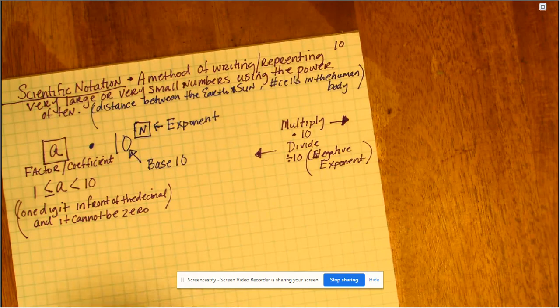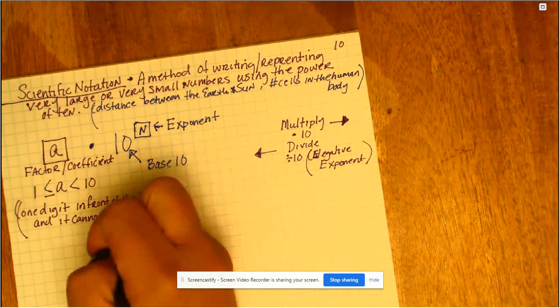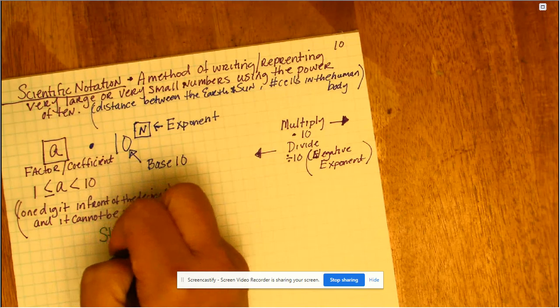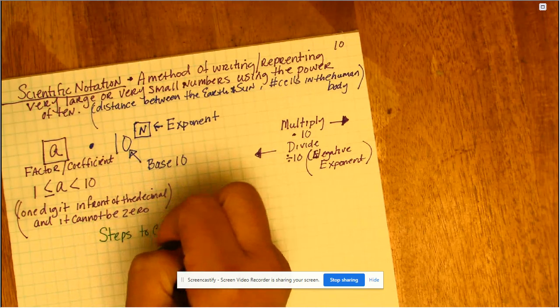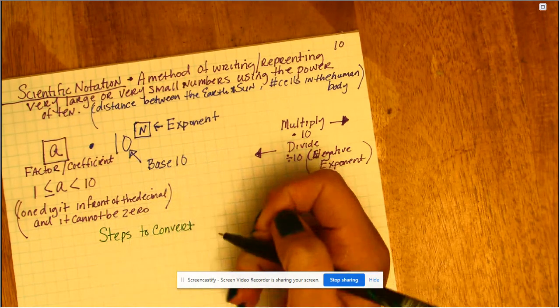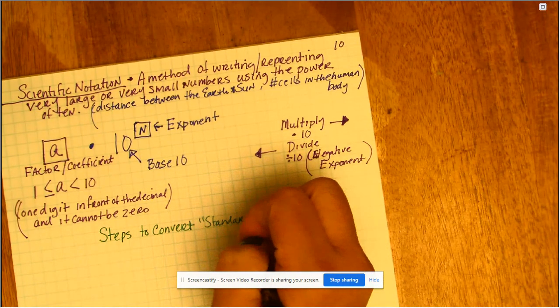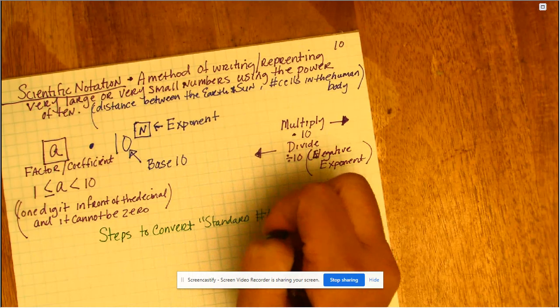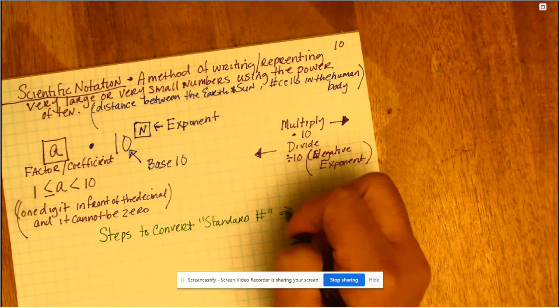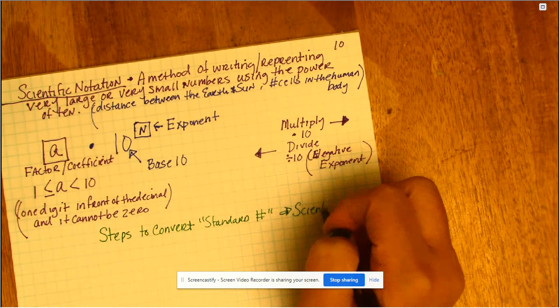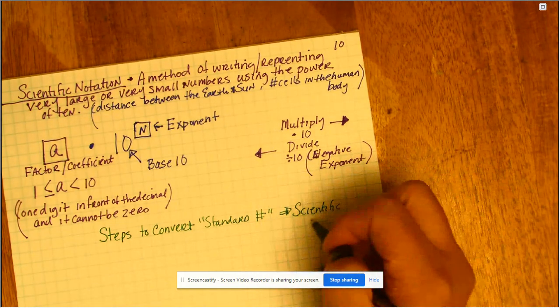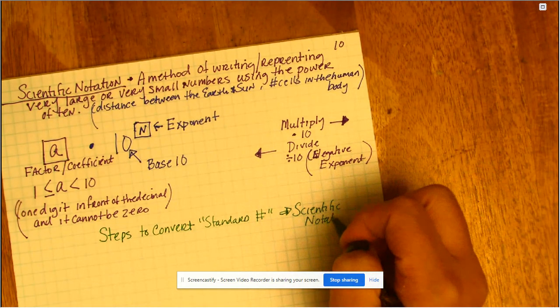So we have to make sure we take that into account when we're performing that duty. So what steps am I going to use to make sure that I put it into scientific notation correctly? So steps to convert a standard number, right, or standard form into scientific notation.